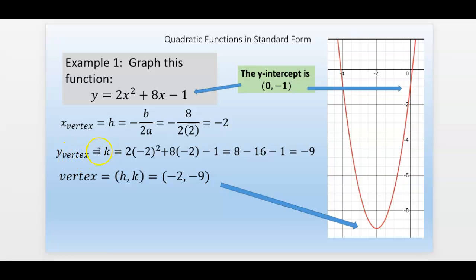Again, the y-coordinate of the vertex is k. Put the -2 right here. So it's -2 squared times 2, plus 8 times -2, and again, minus the 1. You get -9. So the vertex (h, k) is at (-2, -9).